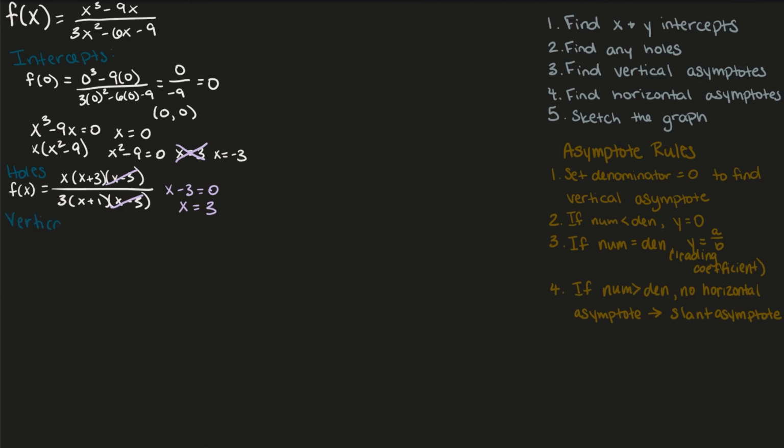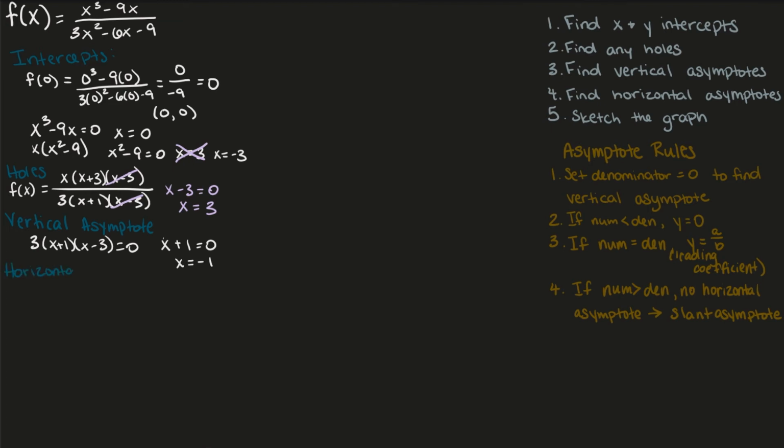Next, let's find our vertical asymptote. So for our vertical asymptote, we want to set our denominator equal to 0. We just factored that, so let's use the factored version, which is 3 times x plus 1 times x minus 3 equals 0. We already know x minus 3 is a hole, which means we're just going to use x plus 1, meaning we have a vertical asymptote at x equals negative 1.